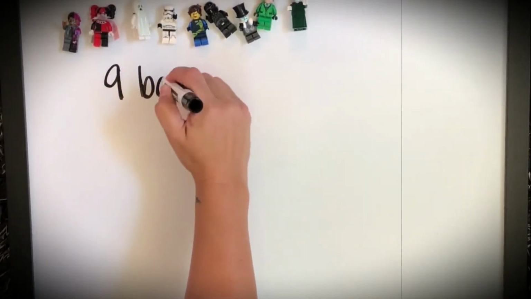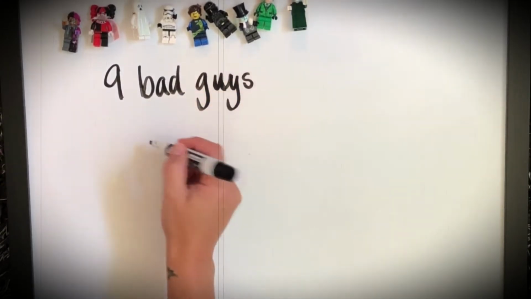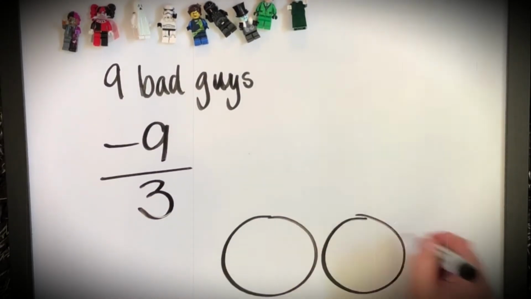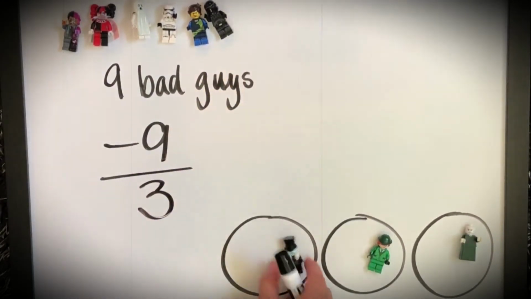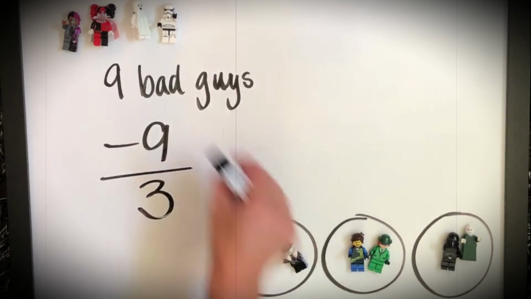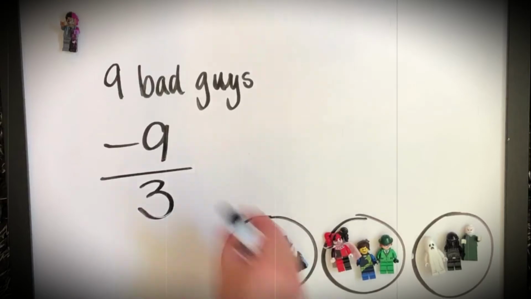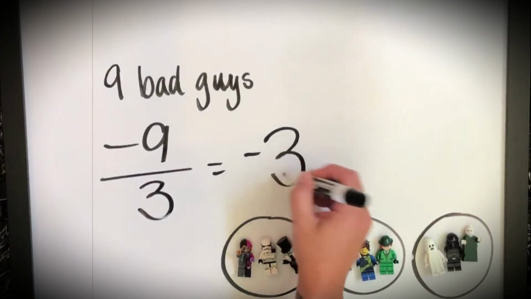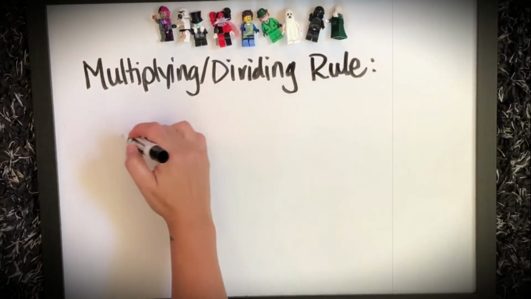In our next division problem, we have 9 bad guys divided into 3 groups, or -9 divided by 3. Let's split them up evenly into these 3 groups. How many are in each group? Yep, 3. And 3 bad guys is -3. So -9 divided by 3 equals -3. Again, when one of the numbers was negative, our answer was negative. Let's look at what happens when both are negative.